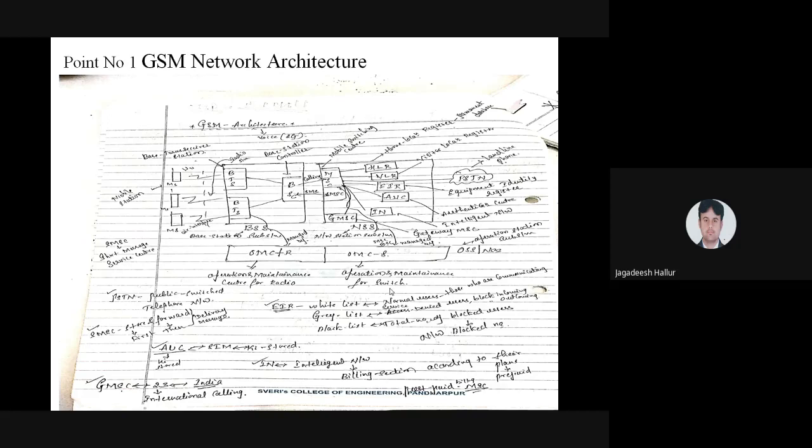When we purchase a SIM card, the key is stored in that SIM card, and the same key is also stored in the MSC. When the key present in the SIM card matches the key present in the MSC, the user is authenticated. When the key does not match, the user is not authenticated, so it is immediately disconnected.